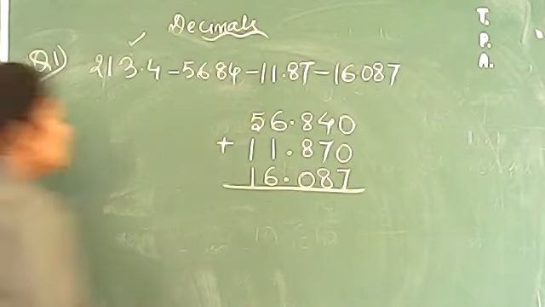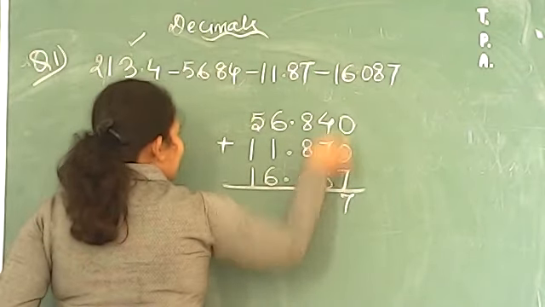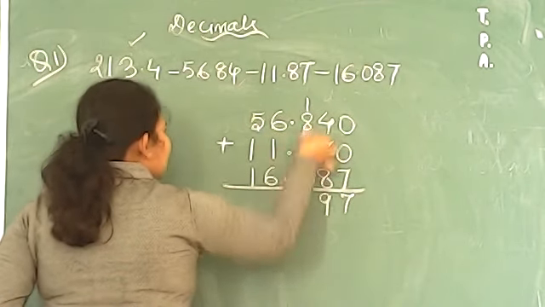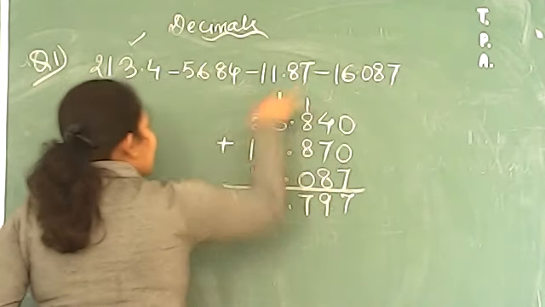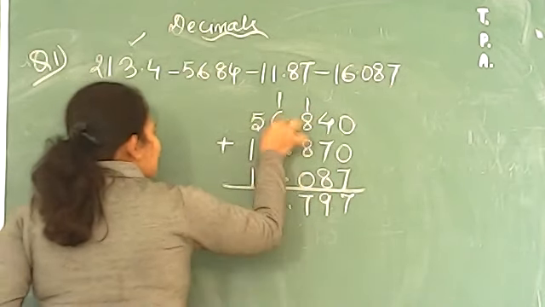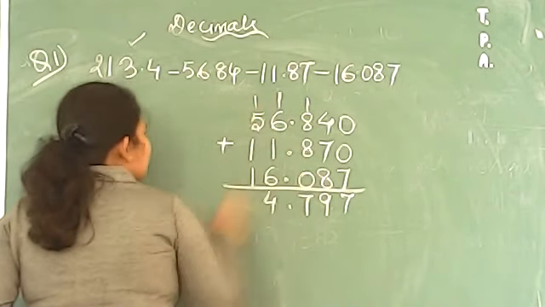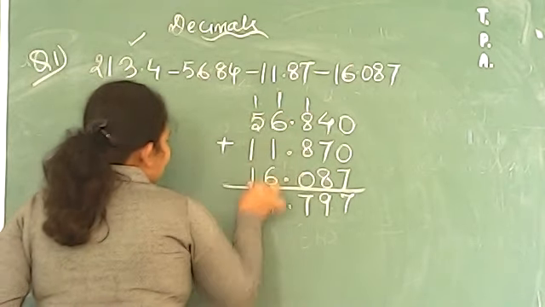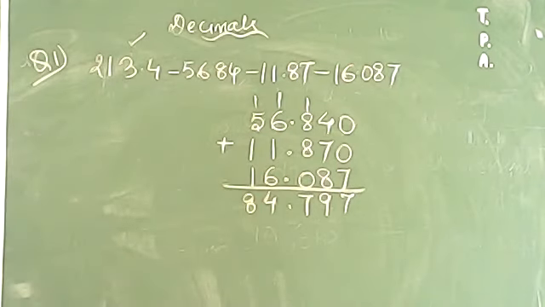So let us add this. It will give you 7. This will give you 7, 8, 15, 15, 4, 19. Carry 1, 8, 8, 16, 16, 1, 17. Carry 1. 6, 6, 12, 12 and 2, 14. Carry 1. 5, 1, 6, 6, 1, 7, 7, 1, 8. 84.797 would be the addition part.